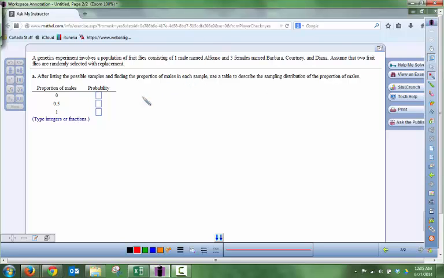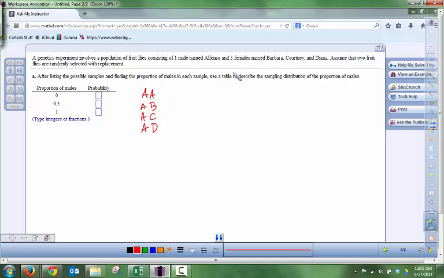Let's start with Alfonso. We pick him and we put him back, and we pick him again. So this would be one sample. We pick him and then we pick Barbara. That would be another sample. We pick Alfonso and Courtney. We'll pick Alfonso and Diana.